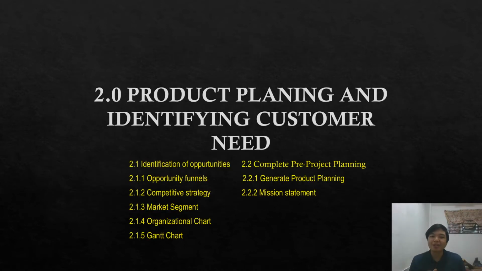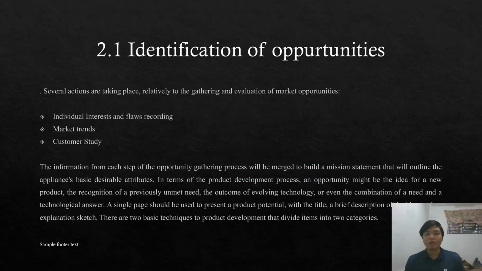Next, I want to talk about product planning and identifying customer needs for 2.0. First, I want to talk about the identification of opportunities. Several actions take place relating to the gathering and evaluation of market opportunities. There are 3 points, which are individual interest and flaws recording, market trends, and customer study.